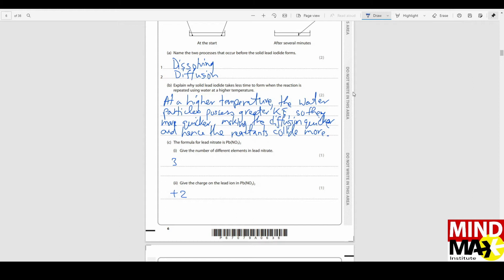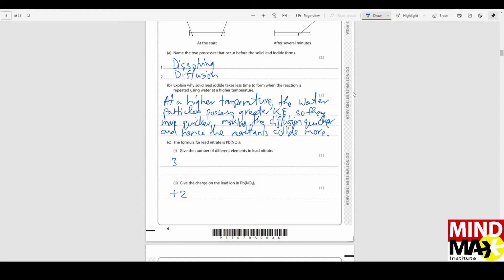And if they move quicker, the diffusion process becomes quicker and hence the reactants collide more. So within the same space of time, the reactants will collide more because now they are traveling faster. If they travel faster, the diffusion will be faster. If diffusion is faster, they will come in contact with one another faster, meaning the reaction will take place quicker.